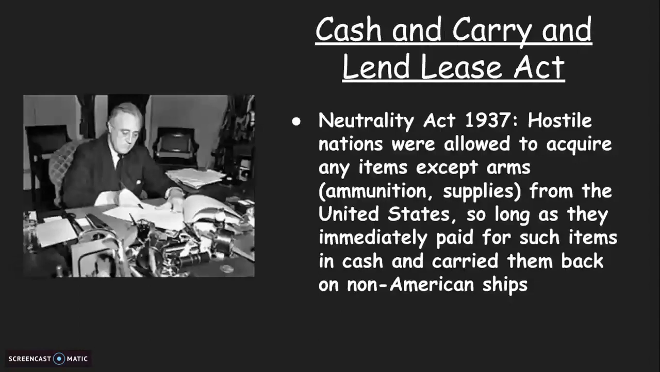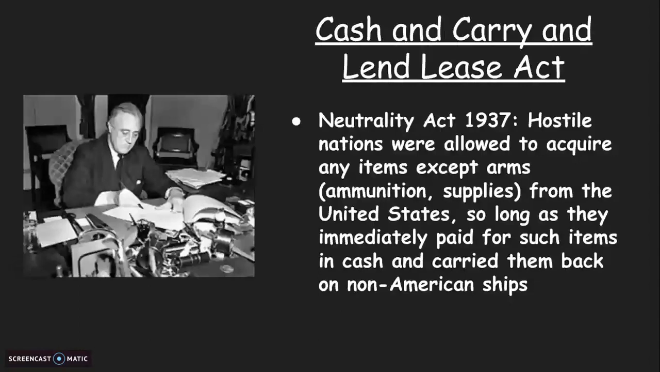The Neutrality Act of 1937 says that hostile nations were allowed to acquire any items except arms: no guns, no tanks, no planes, because if we did that, it could be taken as a warlike stance. So we could sell things like supplies, oil, ammunition. These hostile nations can get this from the United States as long as they immediately pay for such items in cash and carry them back on non-American ships. That's what we call the Cash and Carry Act, or the Cash and Carry Basis.